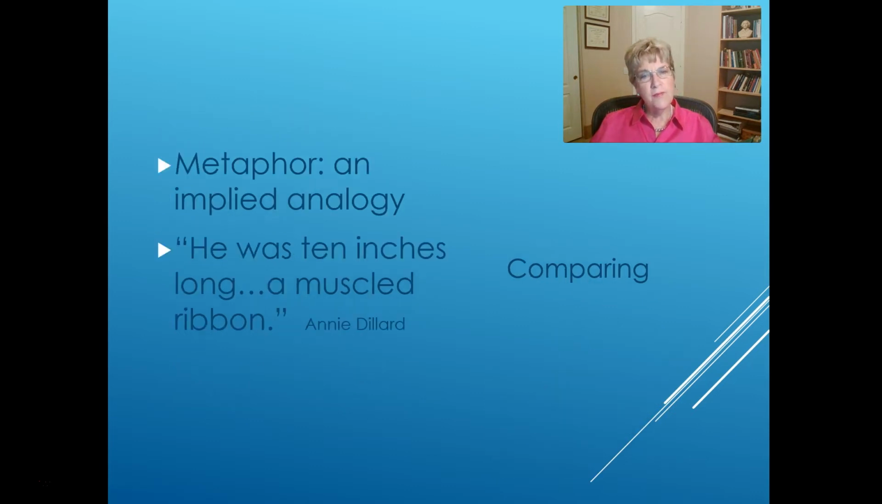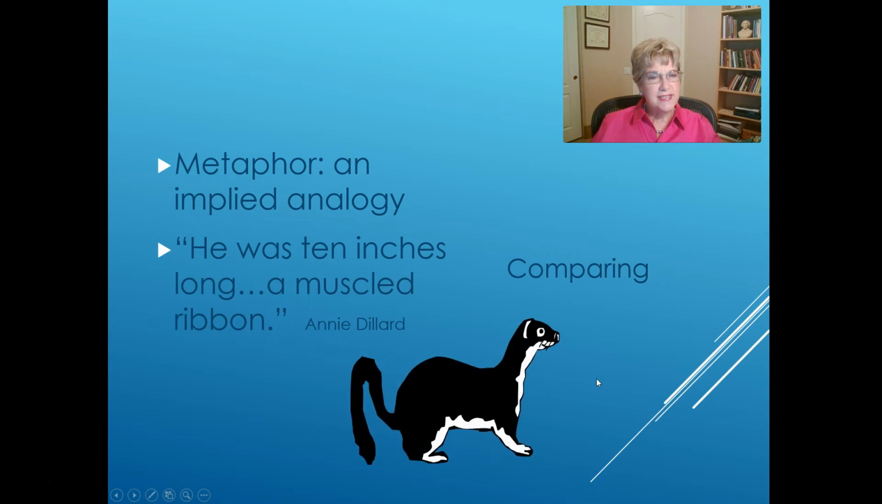Okay, now let's look at the metaphor. It's also a method of comparing. A metaphor is an implied analogy. He was 10 inches long, a muscled ribbon. He wasn't literally a muscled ribbon, but Annie Dillard has made an analogy. She's made a comparison between a muscled ribbon and the physique of the weasel. Okay, so that is the difference.